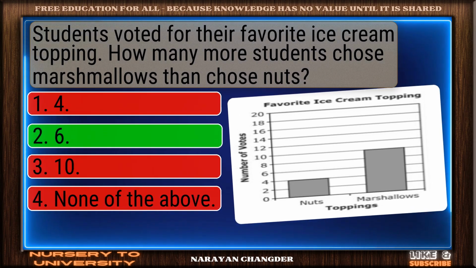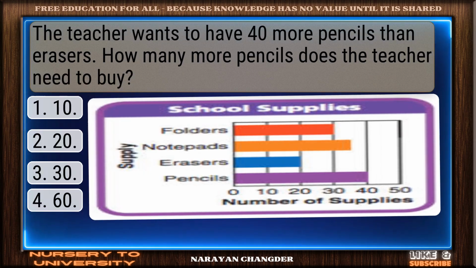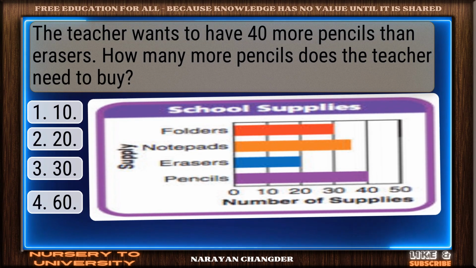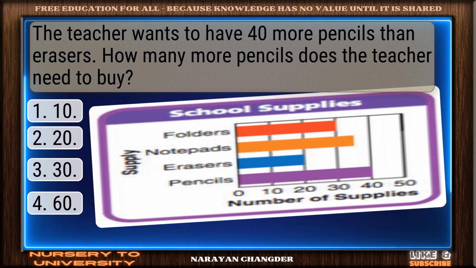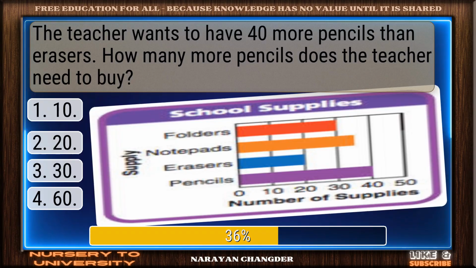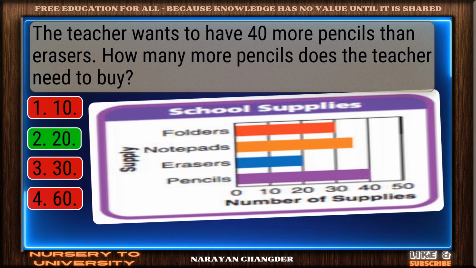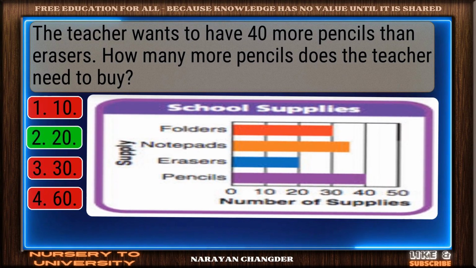Good job. Your answer 6 works well here. The teacher wants to have 40 more pencils than erasers. How many more pencils does the teacher need to buy? Well reasoned. 20 is the correct choice.